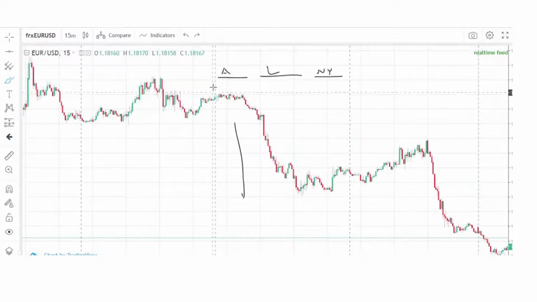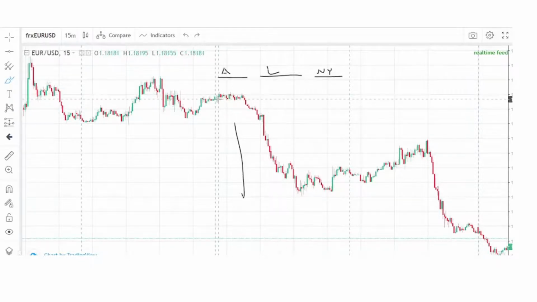So we already know that once New York closes here, Asia opens. Then once Asia closes, London opens. Once London closes, New York, but New York and London run almost together. You know, New York opens while London is still running. So from here all the way to the blue line, that is New York.